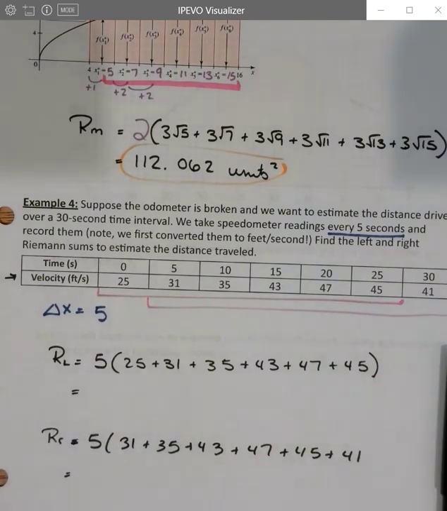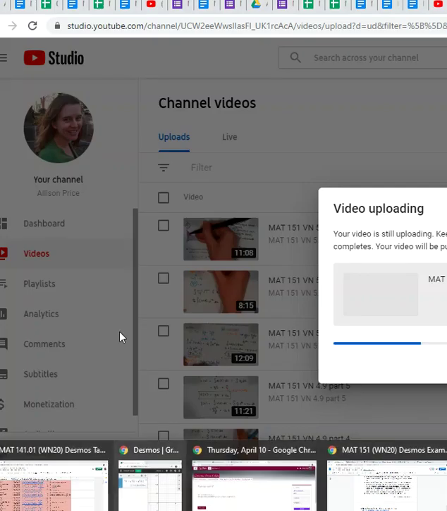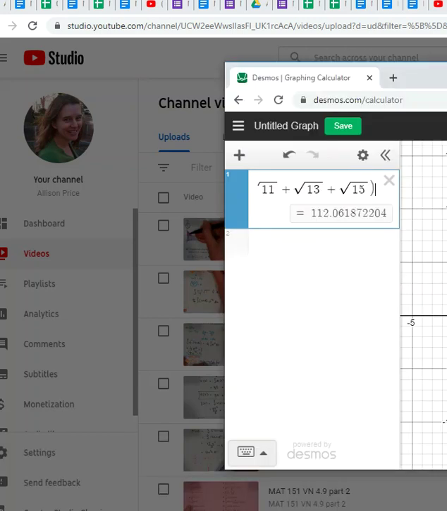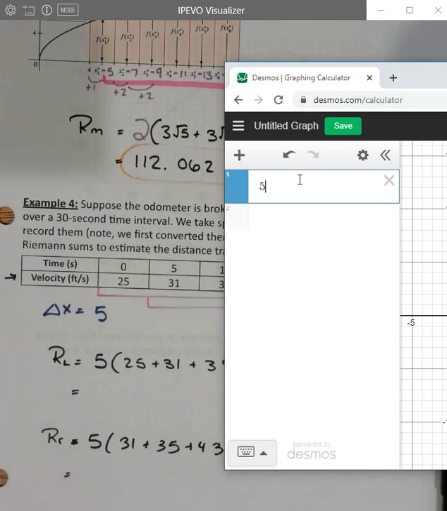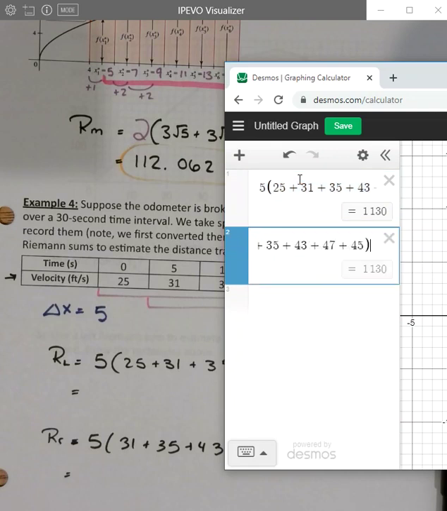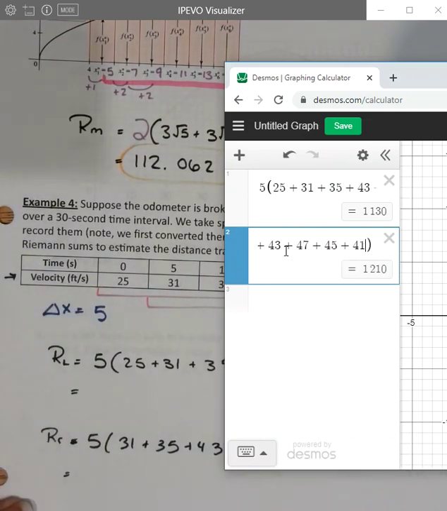So we're going to add up the left one first. Okay, so you can see what's going on. 5 times 25 plus 35. Hopefully I got all those typed in correctly. And if I copy that and paste it and take off the first one from the left, I can add on the last one for the right. Okay, I'm hoping I typed those correctly, and then double check me. But I think that looks good.